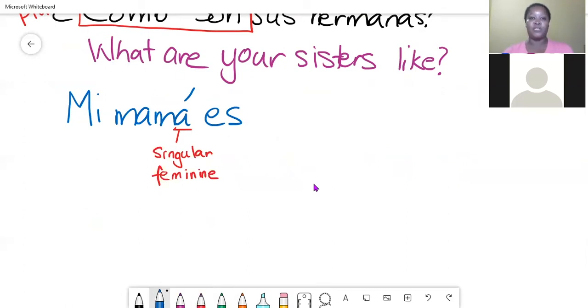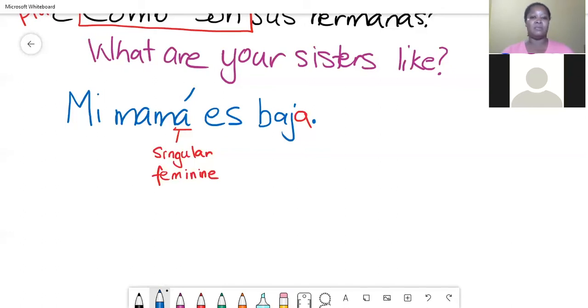Suppose I wanted to say my mother is short. The word for short is bajo. Now, bajo is singular but masculine. Bajo is one of our 4 form adjectives. And so what will happen is that we will change bajo to match with mamá. So it becomes baja. So mi mamá es baja, because we want to ensure that our adjective matches back with our noun. And this is a physical description.